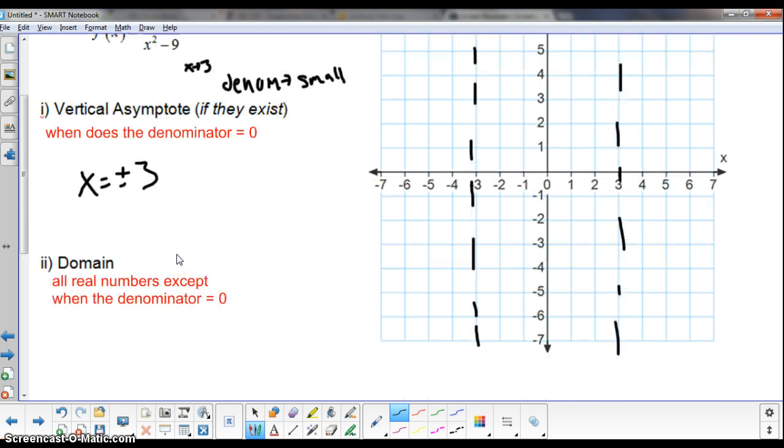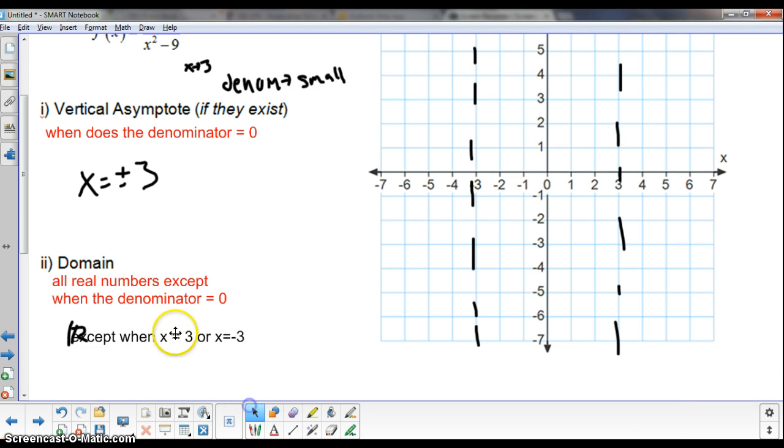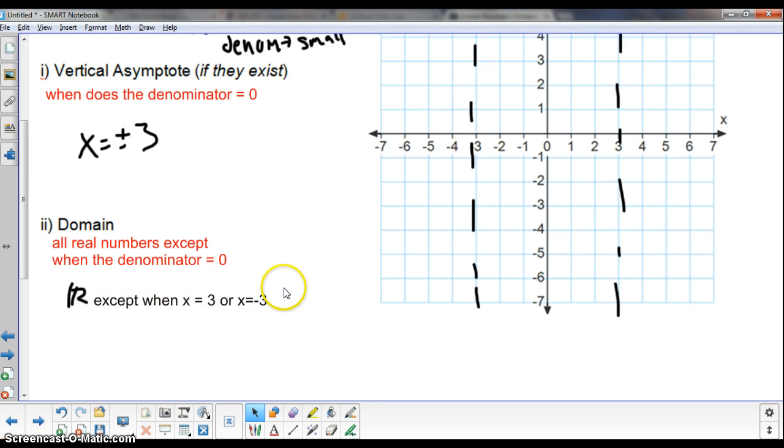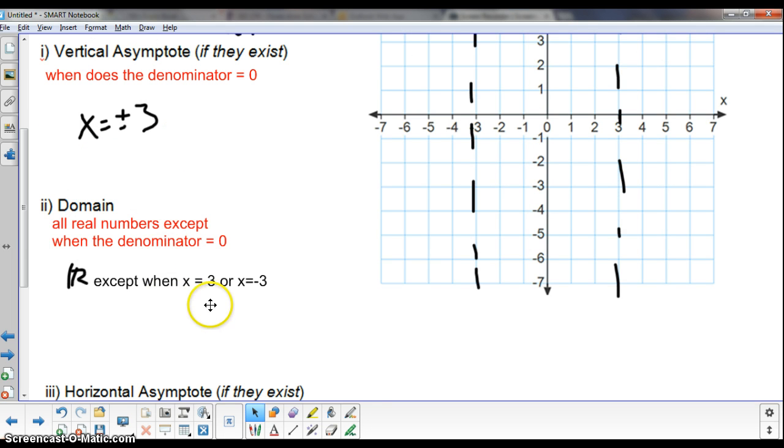The next question feeds right into it. Please stop using parentheses or set notation. This is how I want you to write it: all real numbers except when x equals 3 or x equals negative 3. Please just do that. I'm not going to explain anymore. Just write it like that. All real numbers except, when does the denominator equal 0? These two questions are exactly the same.